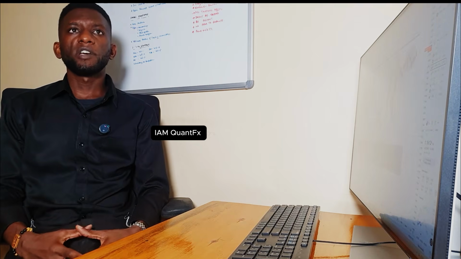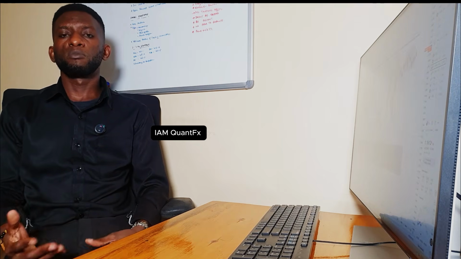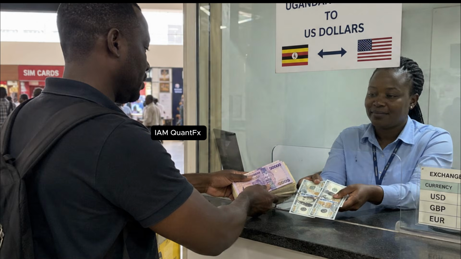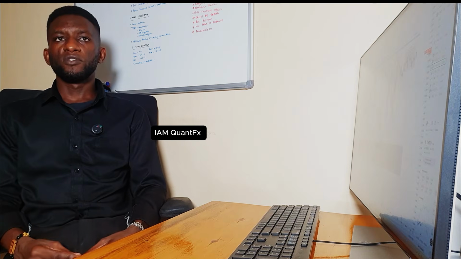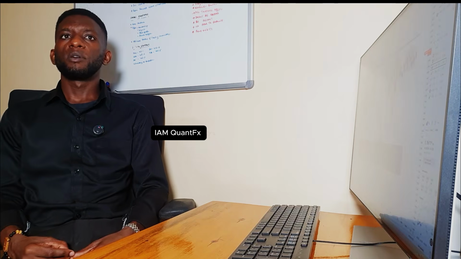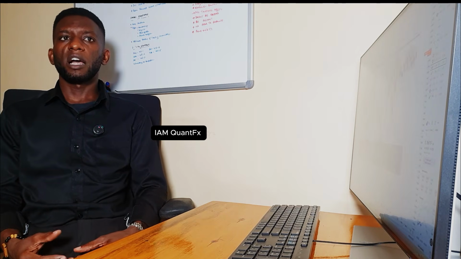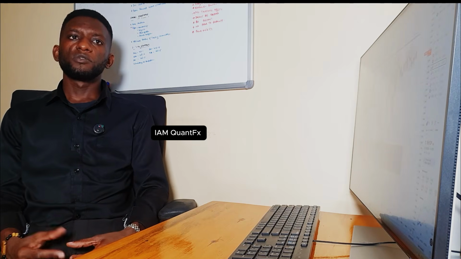Let's begin. In the previous session, we learned that forex is a global marketplace where one currency is exchanged for another. But if currencies are exchanged for one another, how exactly are they traded? By the end of this video, you'll understand how currency pairs work, base currencies, quote currencies, bid price, ask price, and spreads. In forex, currencies are always traded in pairs.